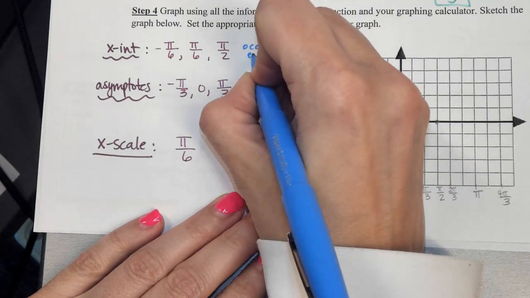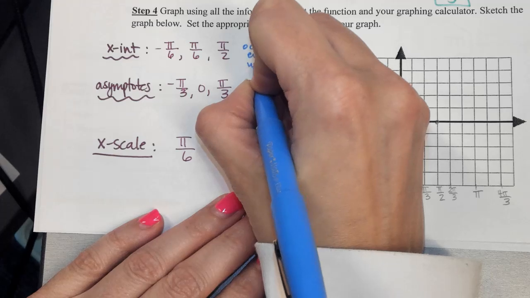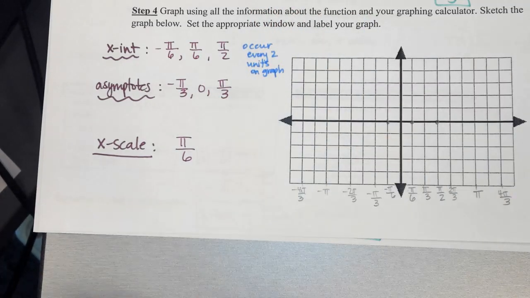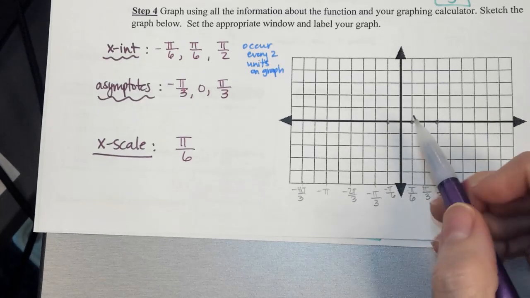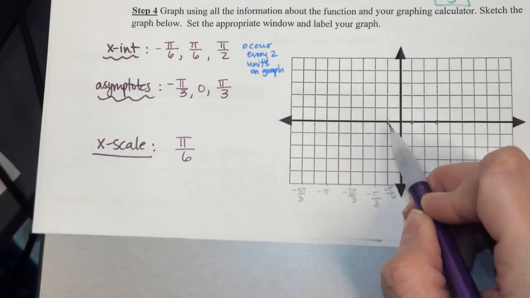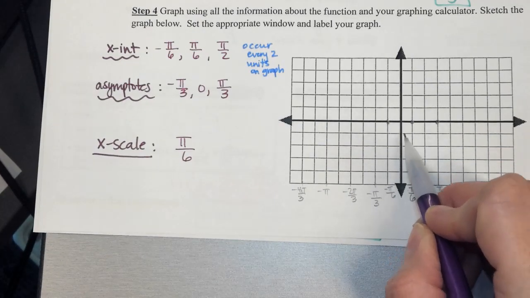Yep, I'm going to write 2 units on the graph, which is every pi over 3. It's okay if you aren't thinking about that. You don't have to identify that. What you do have to make sure you do is span the graph.